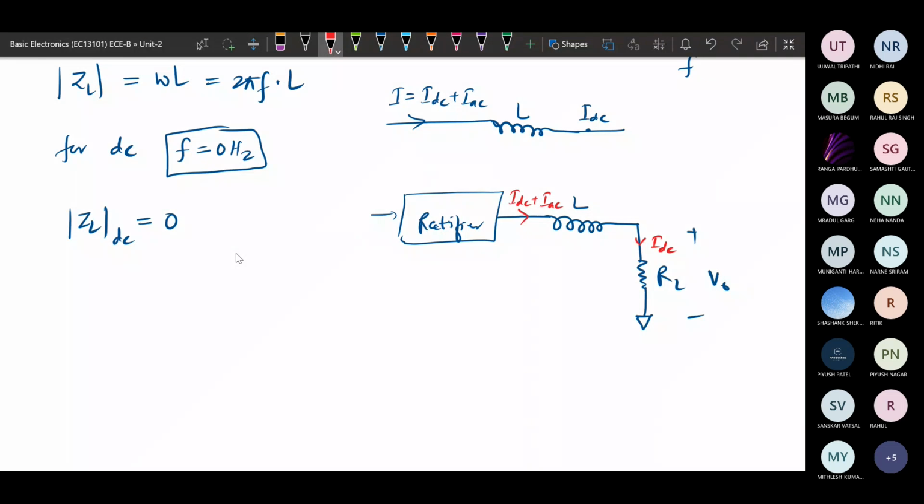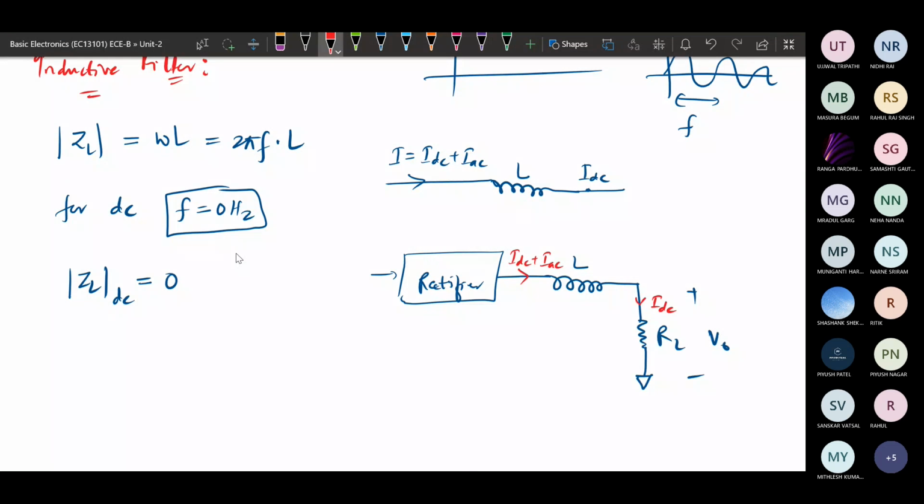That depends on the L and RL values, and we can also get better efficiency by considering some more complex circuits. We will not go through those complex circuits in this discussion. Basically we will just take an overview of how the filter circuit works. This is how we will be considering it.